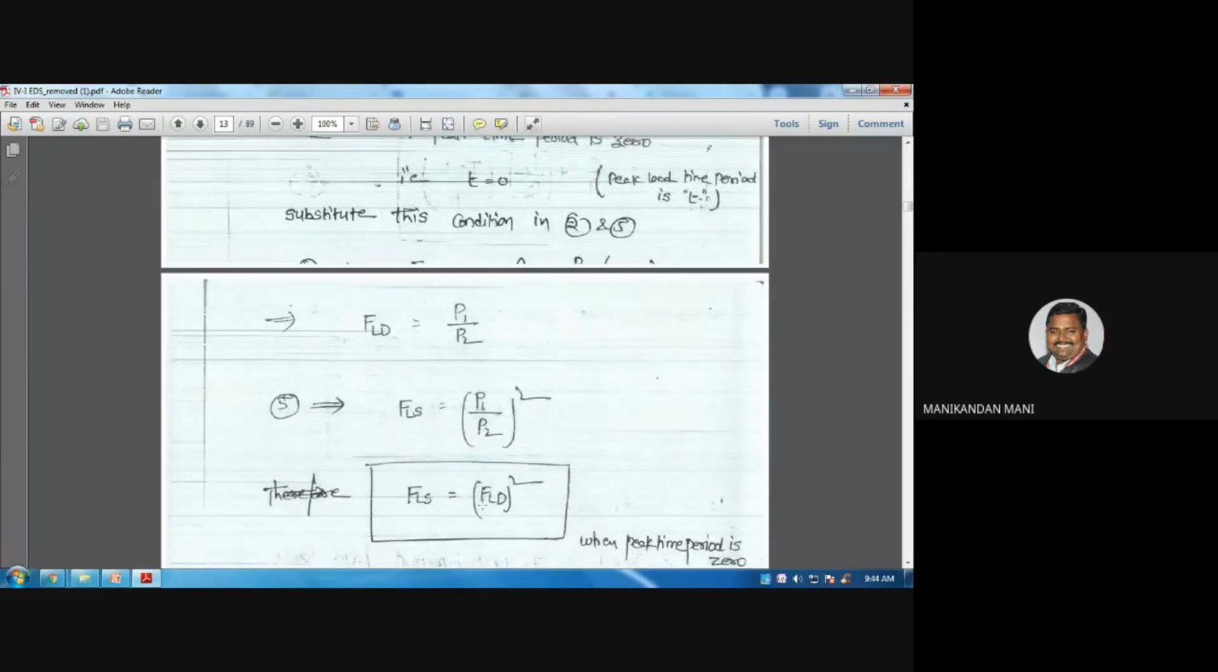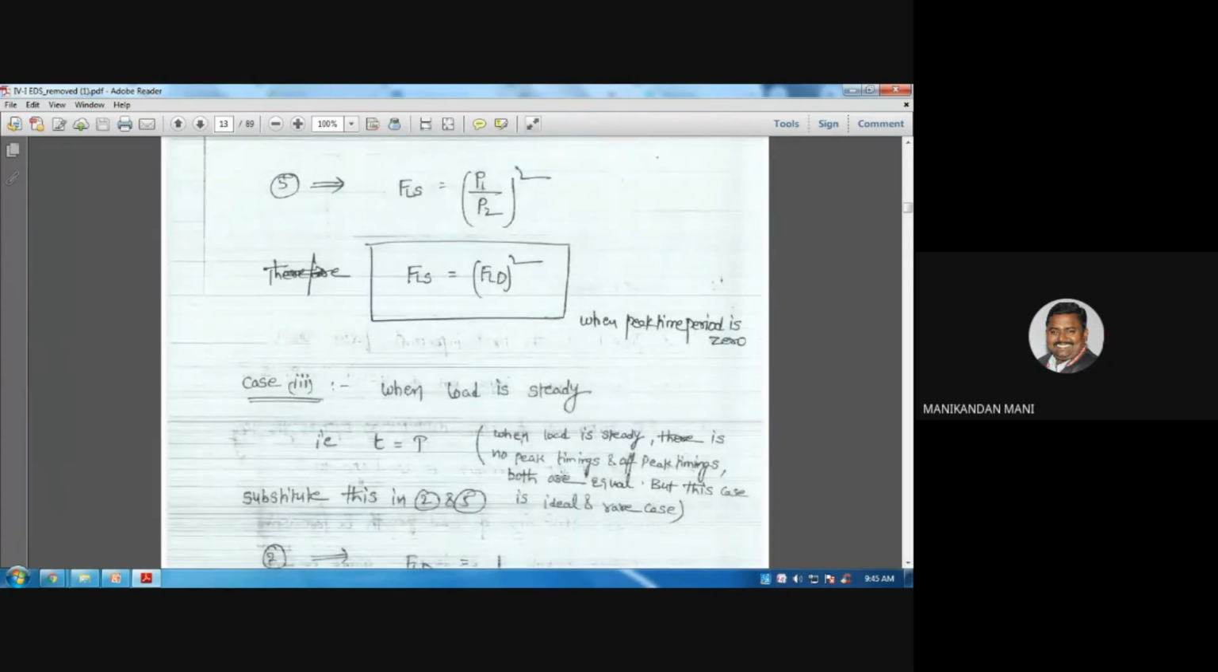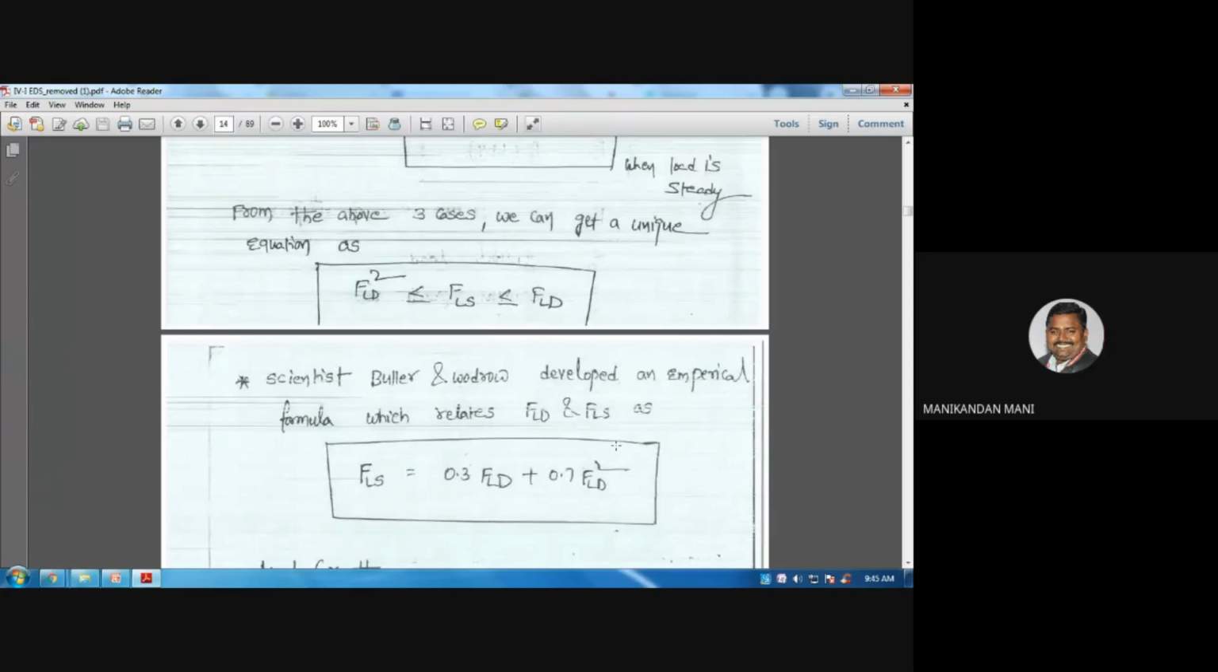You see that when the peak load time period is calculated, in the case 2, the FLS is equal to the square root of, okay, load factor, which is equal to the square root of the loss factor, when the peak time period is 0. Okay. Now next, when the load is steady state, T is equal to T, so FLD is equal to FLS. Therefore, in 3 cases, we can get FLD square less than or equal to FLS less than or equal to FLD. Okay.